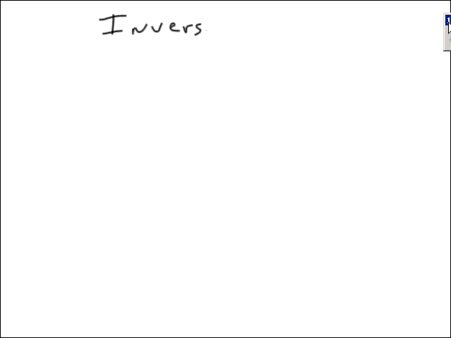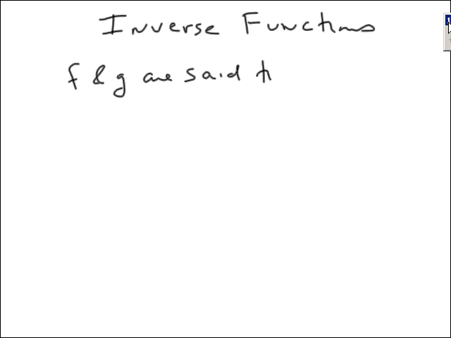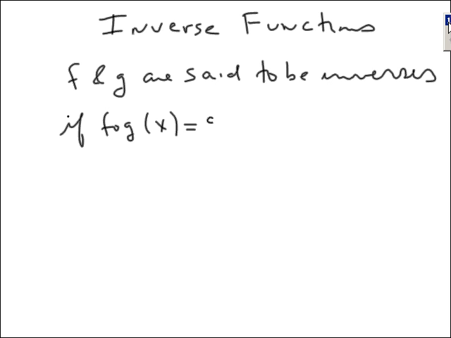We're talking about inverse functions. Two functions, f and g, are said to be inverses if f circle g of x is equal to g circle f of x.